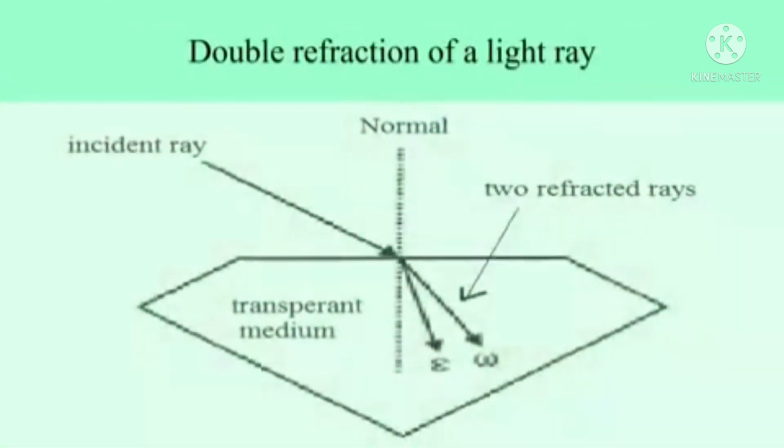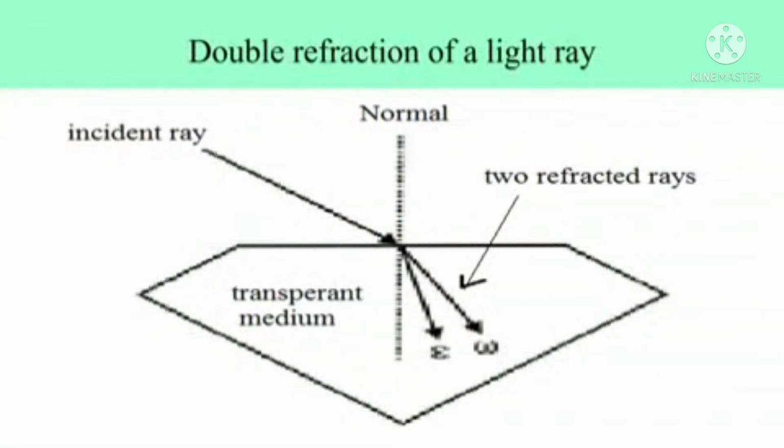Then we see the next property of light, double refraction of a light ray. In nature, there are also some transparent media which show this property, that is double refraction of a light ray. When a light ray is incident on that transparent medium or material, then we get two refracted rays as shown in the given diagram.